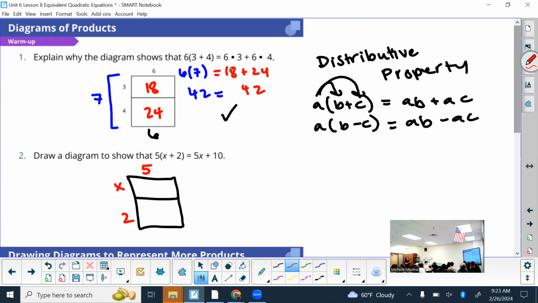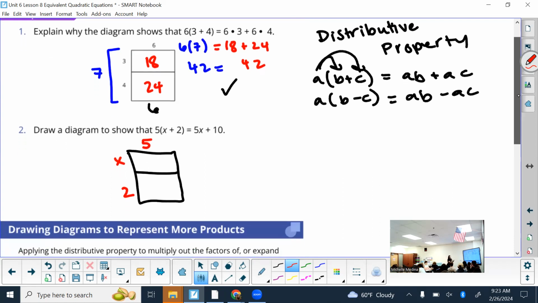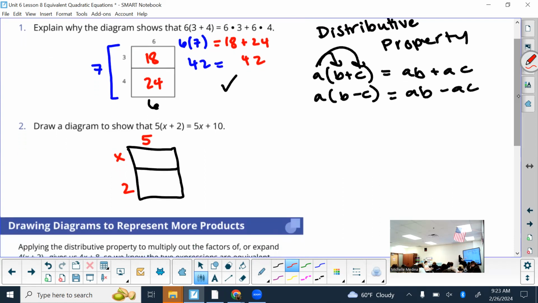2. So you really could have just followed the position that each of these numbers are in. You could have switched the X and the 2 and it'd still be correct. But the 5 has to go here because I need to multiply the 5 by each of the X and the 2 to get the 5X plus 10. So then table 7, what's 5 times X? That's the area of this rectangle. Table 8, 5 times 2. 10. Good, so that's the area of this one.